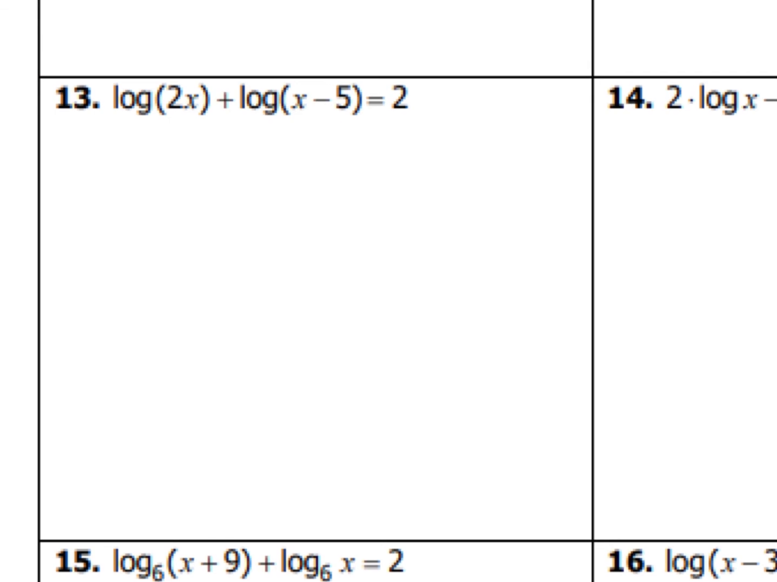Number 13. Uh-oh. Do we have one log by itself on a side set equal to something else? Multiply them, right? This is the product rule. So this is the same thing as log of 2x times x minus 5 equals 2. Yep, you could go ahead and distribute now if you want to, or you can wait.